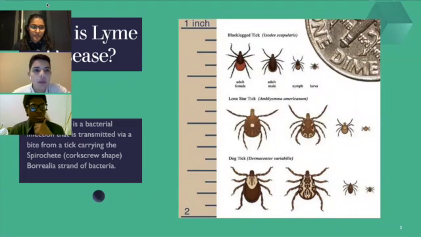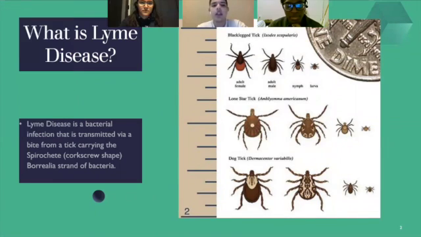All right, so I'm going to start talking about what Lyme disease is. Lyme disease is a bacterial infection that's transmitted via a bite from a tick carrying the spirochete, mostly known as corkscrew shape. That's a Borrelia strain of bacteria. So basically, the only way of getting the disease is by an outside parasite, by being bitten by this actual parasite.